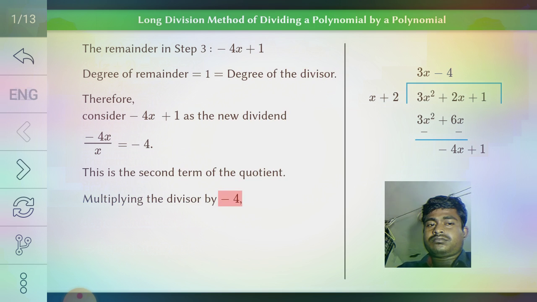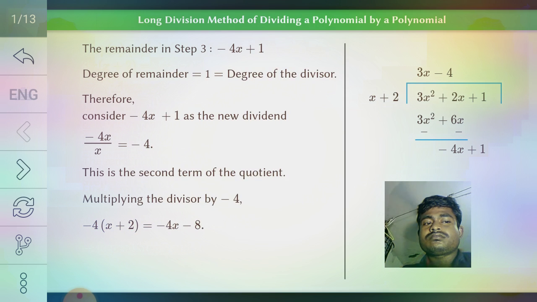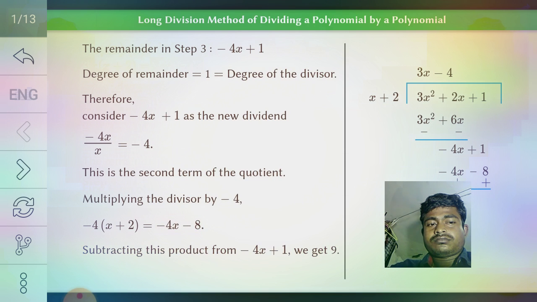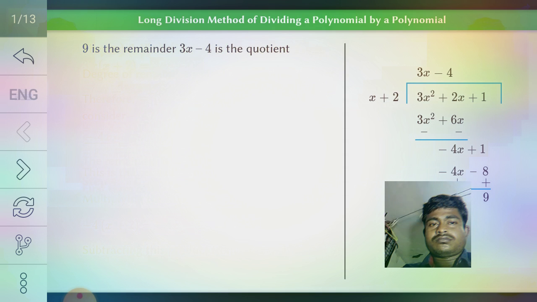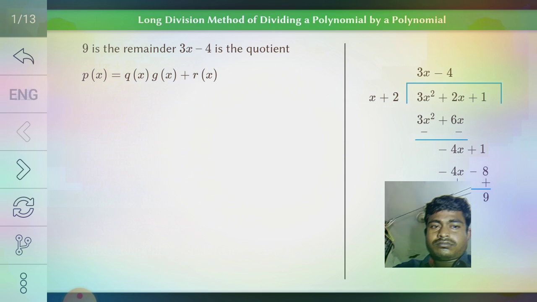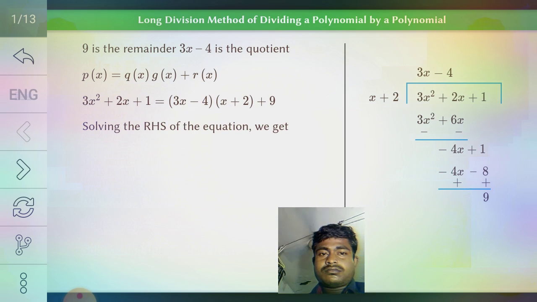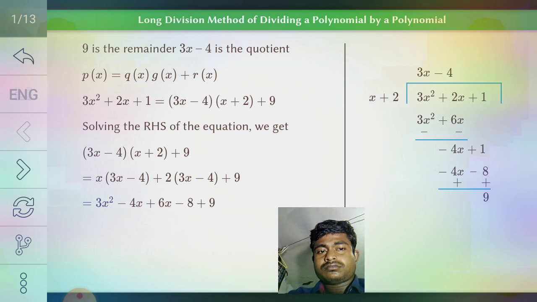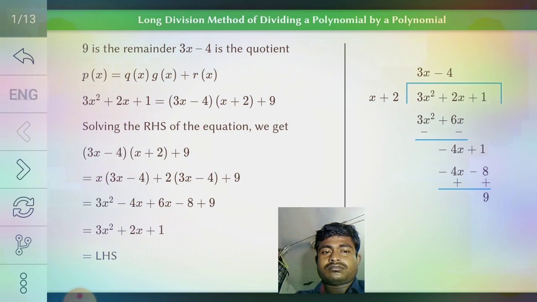Multiplying by −4, we get −4(x + 2) = −4x − 8. Subtracting this product from −4x + 1, we get 9. Therefore, 9 is the remainder and 3x − 4 is the quotient. We can check if the quotient and remainder are correct by replacing them in the equation. We see that the RHS and LHS are equal. Thus, our quotient and remainder are correct.